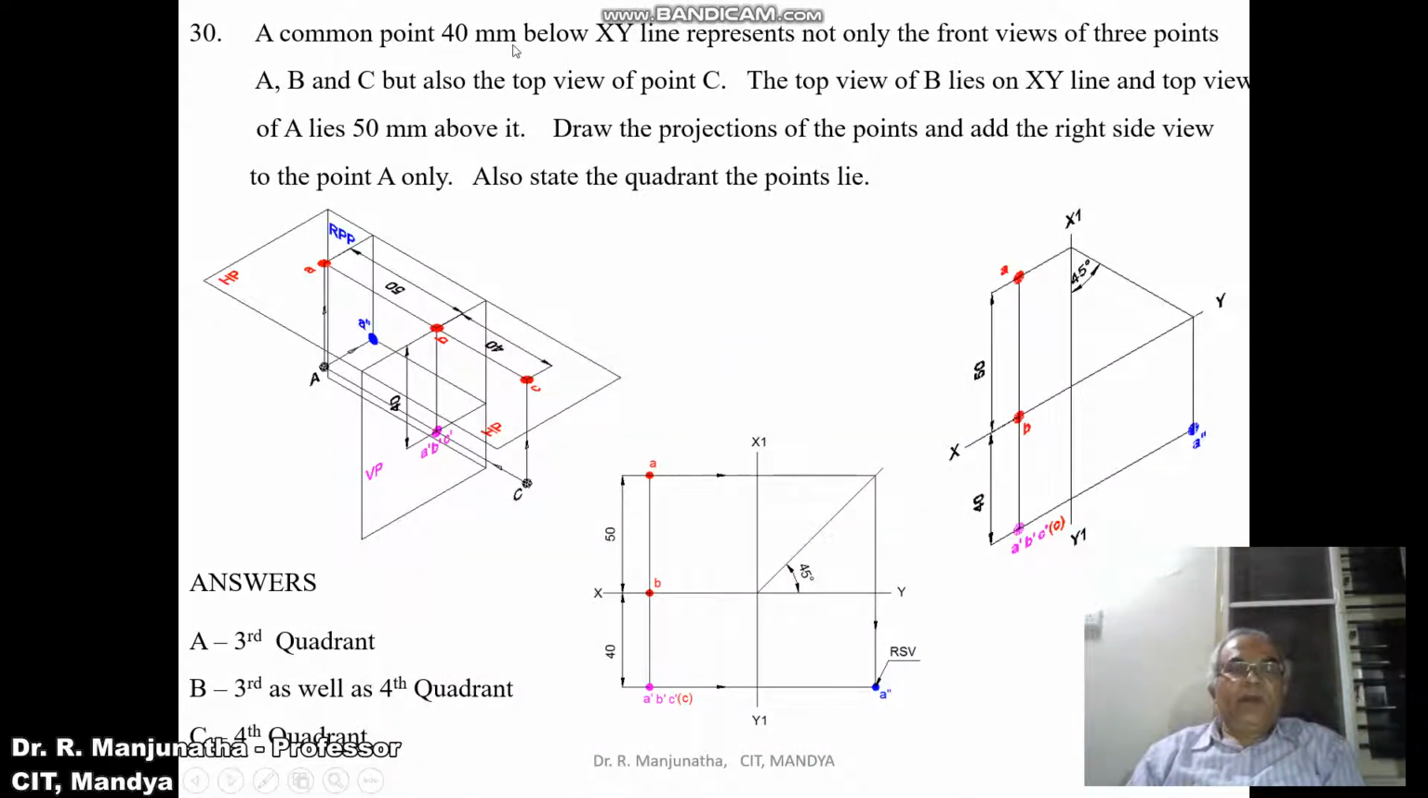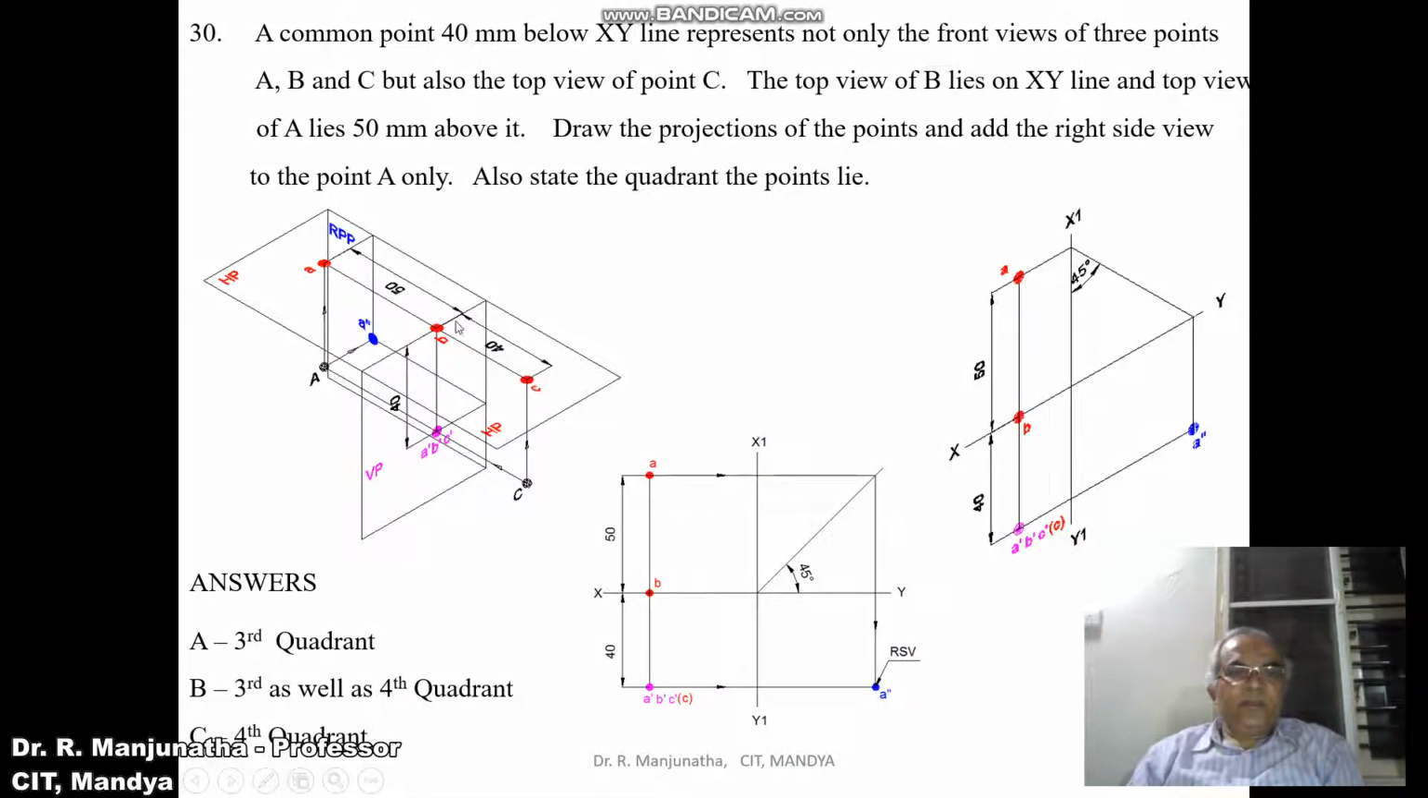A common point 40 mm below the reference XY line represents not only the front view of 3 points, capital A, capital B and C, but also the top view of point C. So that means you take 40 mm below the XY line, which represents the front view of the 3 points. So you have A dash, B dash and C dash. But also the top view of point C is below XY line, so the front view and top view of the point C are below XY line, which means it is the fourth quadrant.